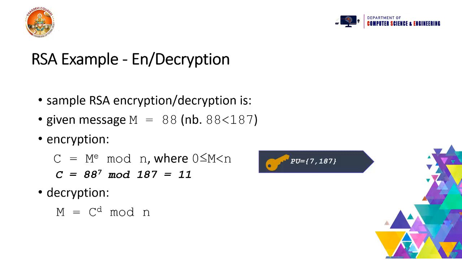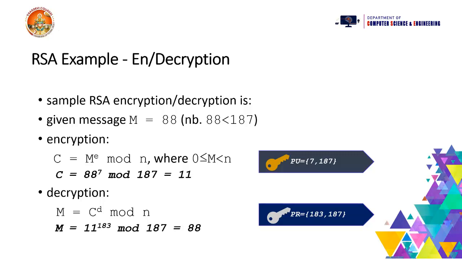The receiver performs decryption. To perform decryption, use this equation: M equals C to the power of D mod N. And here we require the private key. Our private key is 183 comma 187. By using this private key, we are going to perform the decryption operation. We know the C value, C is 11, and we know the D value is 183, and N is 187. The result of this operation will generate 88, M equals 88. In this way, encryption and decryption are performed by using the RSA algorithm.